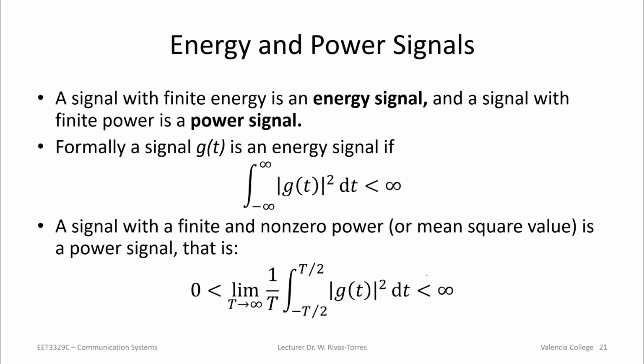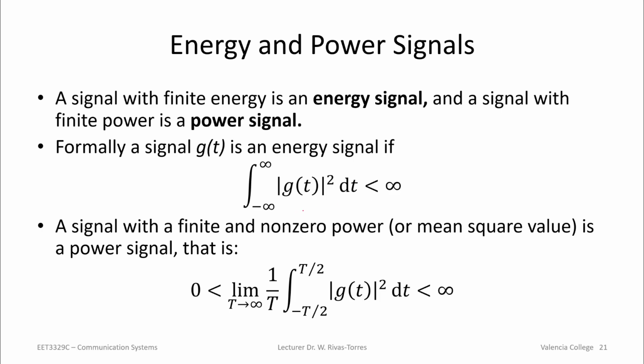Getting back to this energy and power of signal. A signal with finite energy is an energy signal, and a signal with finite power is a power signal. We have to realize that things need to stay bounded so that we can deal with it, right? In our line of work, we really don't like to deal with infinity. So a signal g(t) that is an energy signal has to be bounded.